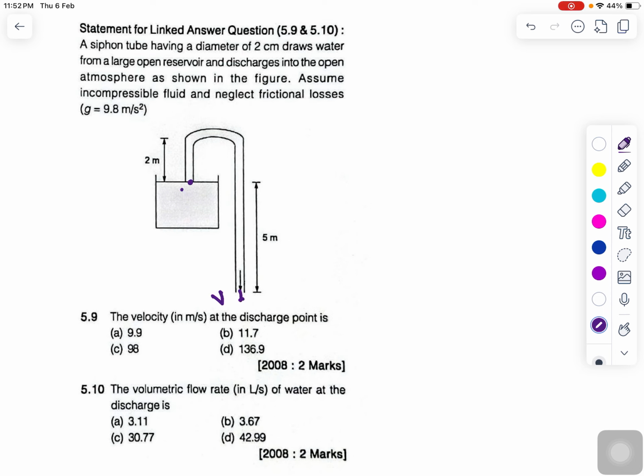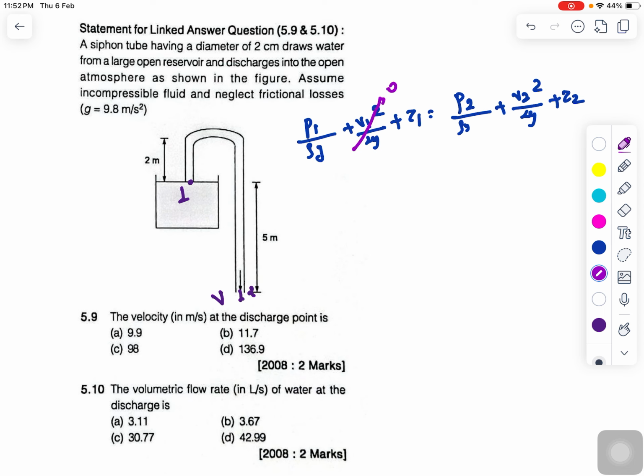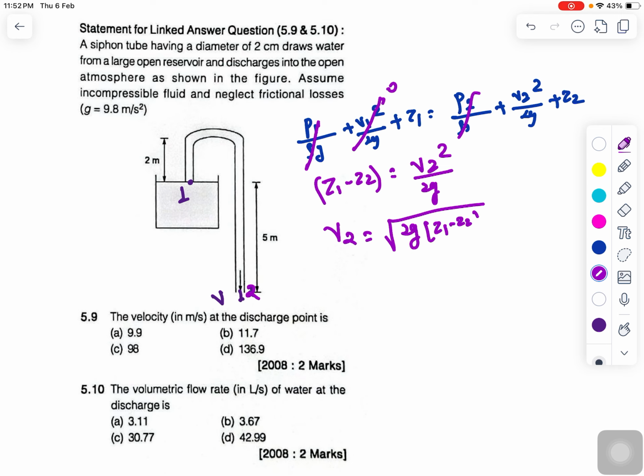So let's say this one is my point 1 and this one is point 2, and if I apply Bernoulli's equation, I can write P1 divided by rho g plus V1 square divided by 2g plus Z1, equals P2 divided by rho g plus V2 square divided by 2g plus Z2. V1 will be 0 at this point, and both points 1 and 2 are in the open atmosphere, so P1 and P2 will be atmospheric pressure and will get cancelled throughout. So now I can say that Z1 minus Z2 equals V2 square divided by 2g, and V2 will be equal to root over 2g times (Z1 minus Z2), right?